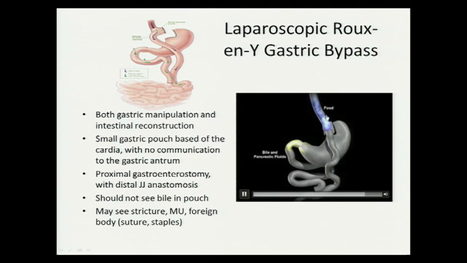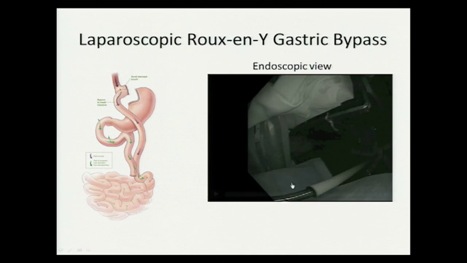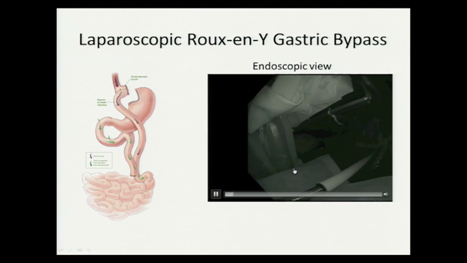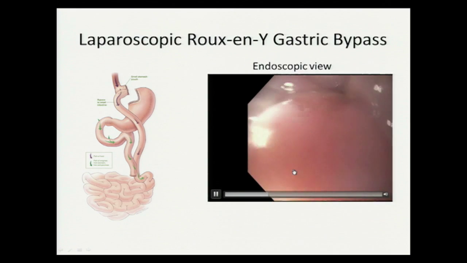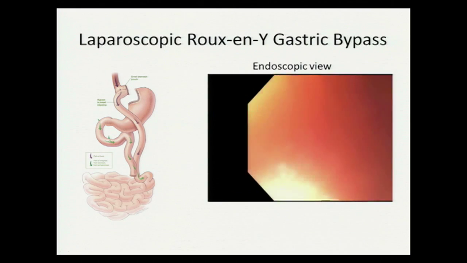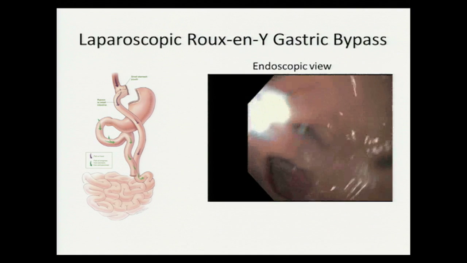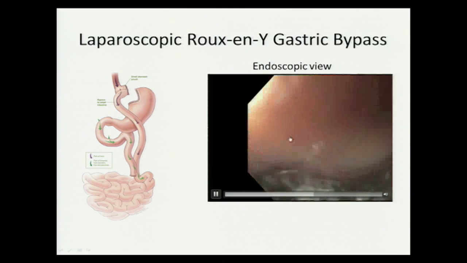So that's the typical appearance on this schematic of what the anatomy should look like proximally. And this is what it should look like endoscopically. So again, as you go down into the esophagus and to the stomach, it is going to be isolated based on the cardia. This is us getting into the gastric pouch itself. And you should, again, not see bile within the gastric pouch.